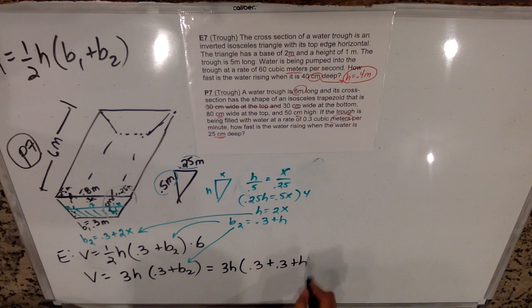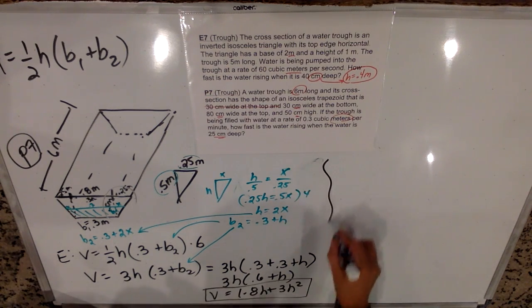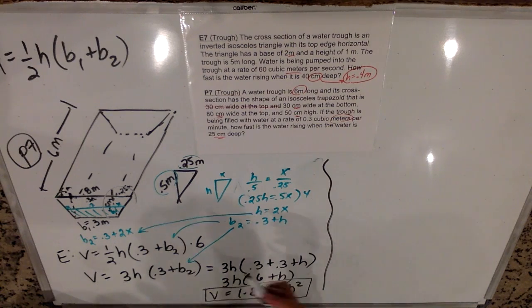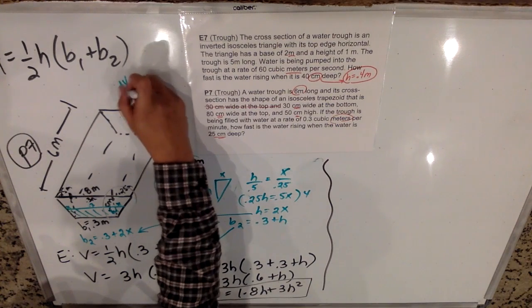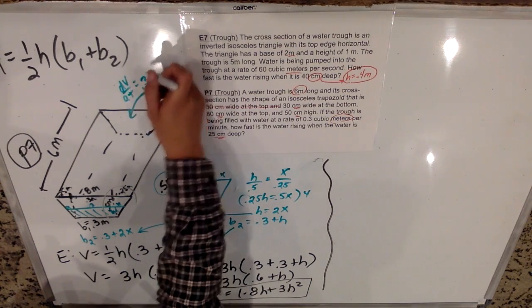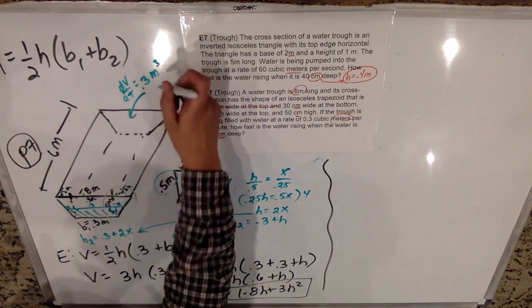0.3 plus h. So you're going to get 3h times 0.6 plus h, which is going to be 1.8h plus 3h squared. So now I have this nice happy equation. Notice that most of the work was before I did any calculus. I haven't differentiated, so I actually haven't done any calculus at all. Oh, I did forget to label my dV/dt, which is that the rate is coming in at 0.3. It's positive because the water's coming in, meters cubed per minute.